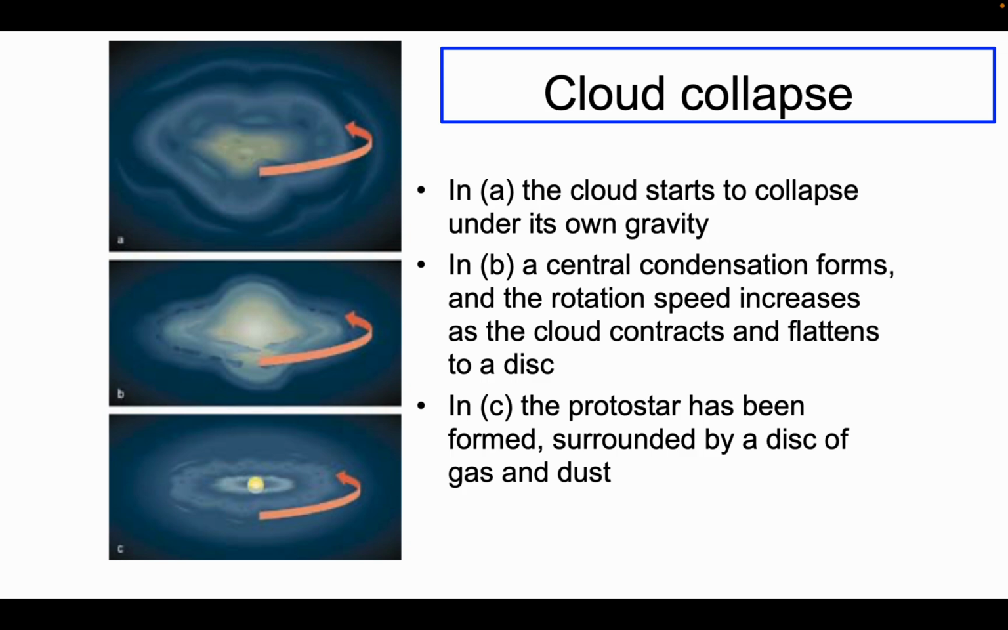So what is the cloud collapse? Here is just a small picture of the cloud collapse. The first thing is that the cloud starts to collapse under its own gravity. In the second part, a central condensation forms and the rotation speed increases as the cloud contracts and flattens into a disk. In the next stage, the protostar has formed and it is surrounded by a disk of gas and dust.